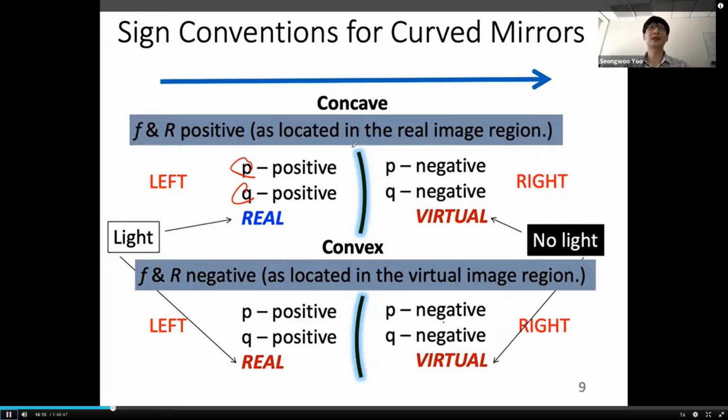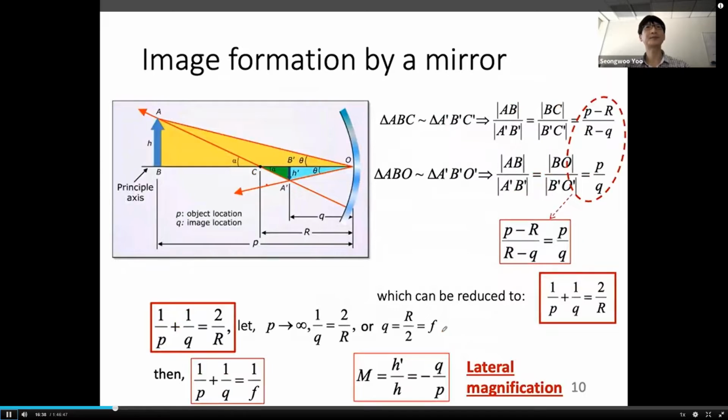So in this case, for the concave, the radius is defined in front of the mirror where real rays exist. Therefore, it has a positive value. When it comes to the convex, the radius is defined behind the mirror where we don't have the real ray, therefore it has a negative value.